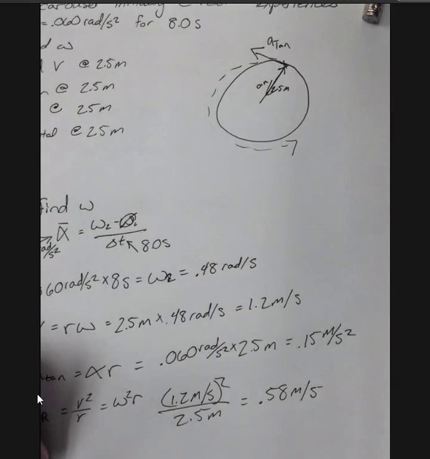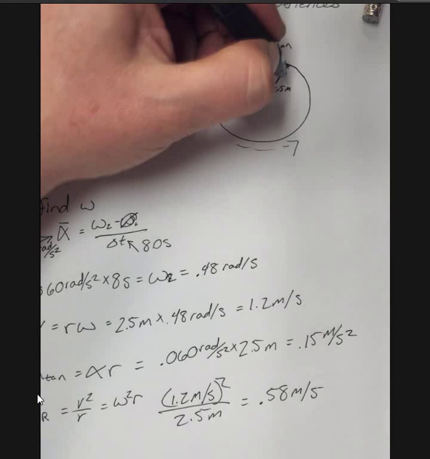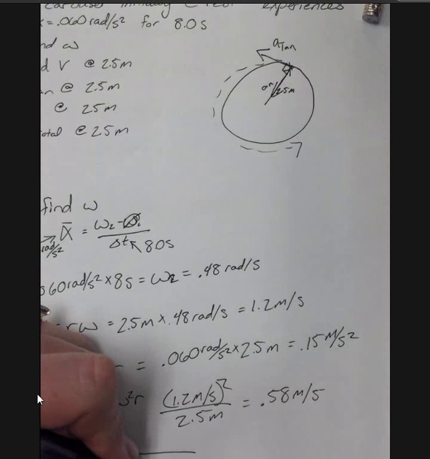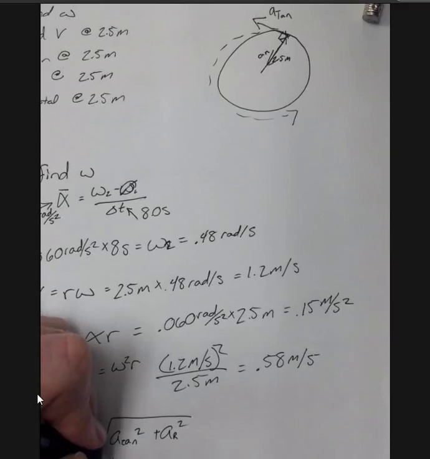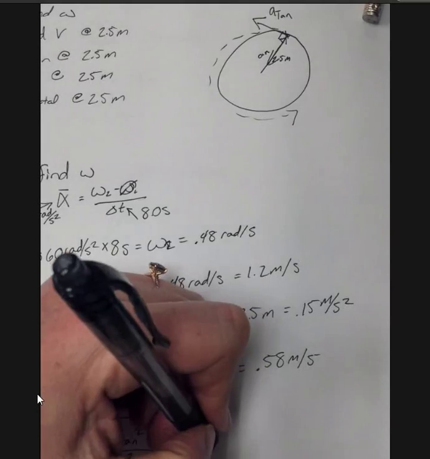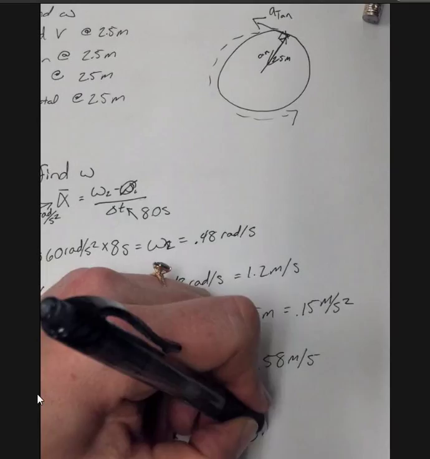So the total is going to be the vector addition of those two at a 90-degree angle, or the square root of tangential squared plus centripetal squared. So that's going to be 0.58 squared plus 0.15 squared. Square root both of those, and you end up getting 0.060 meters per second squared.